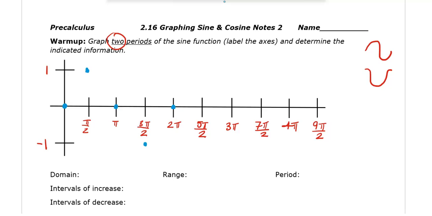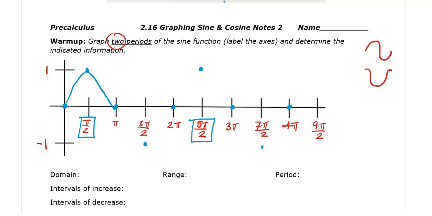Then at 5 pi over 2, 5 pi over 2 right here is coterminal with pi over 2. Those are in the exact same place on my unit circle. It's just doing a full rotation and then an additional 90 degrees, or pi over 2, so it's going to be in the same location. 3 pi is in the same location as pi. It is coterminal with pi. 7 pi over 2 is coterminal with 3 pi over 2. And 4 pi is coterminal with 2 pi.